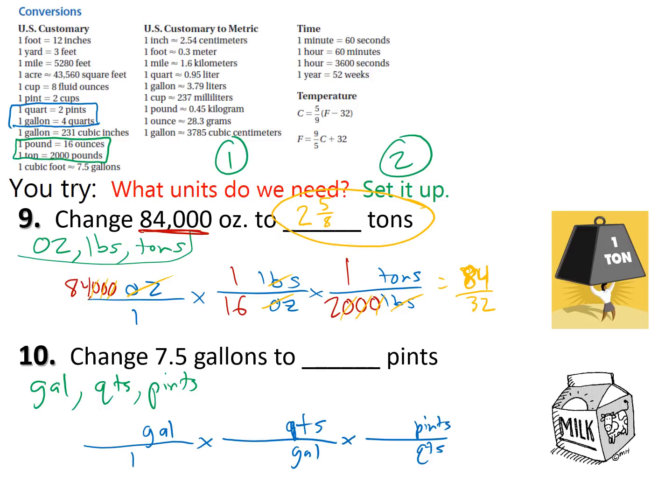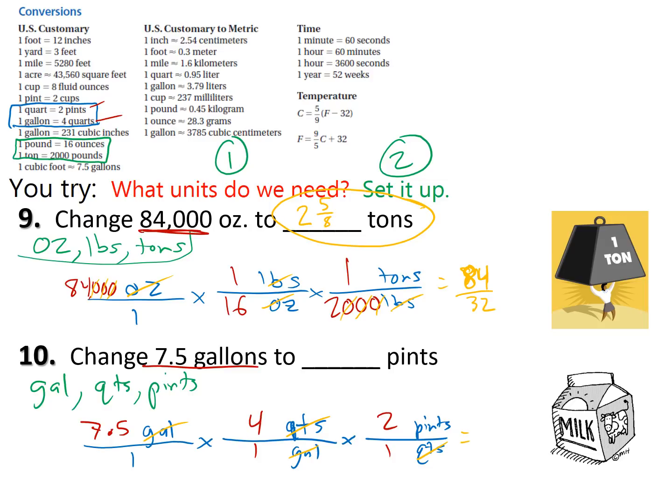Plug in the numbers. We're given 7.5 gallons. Then we look at our conversion factors. Quarts and gallons are here. 1 gallon, 4 quarts. And then 1 quart, 2 pints. Double check that our units will, of course, cancel. Gallons, gallons, good. Quarts, quarts, and we're set up with pints. Sweet. So now we can multiply.